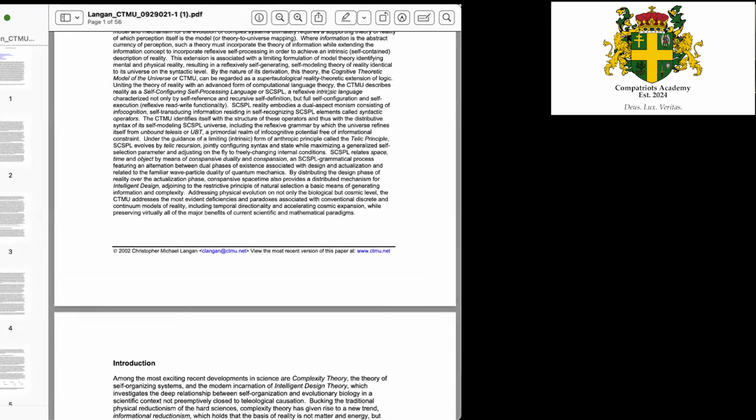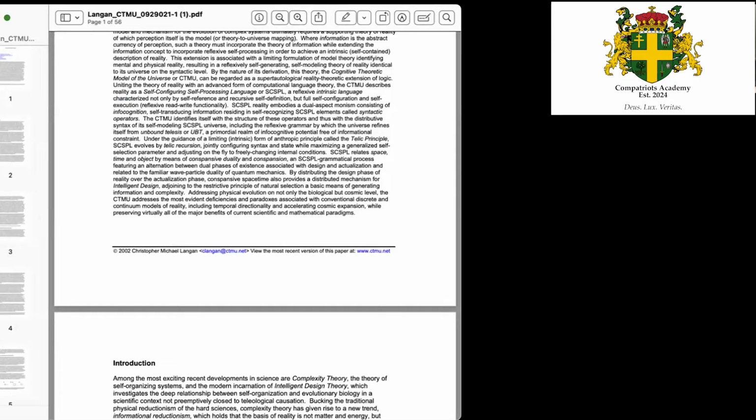So there's an advanced form of computational language theory, which we'll talk about, and the CTMU is actually a theory of language, which describes reality, as we've said a number of times before, as a self-configuring, self-processing language, or SCSPL, a reflexive intrinsic language. Intrinsic meaning it's not something external to reality, but it is reality itself. It is reality's self-model. It is both the language, the theory, as well as the self-configuration and self-processing, and that which is configured and processed. So it is theory, model, and universe. It's reflexive, meaning there's nothing outside of itself. Intrinsic language, characterized not only by self-reference and recursive self-definition, so it defines and refers to itself. There's nothing outside of itself to which it could refer.